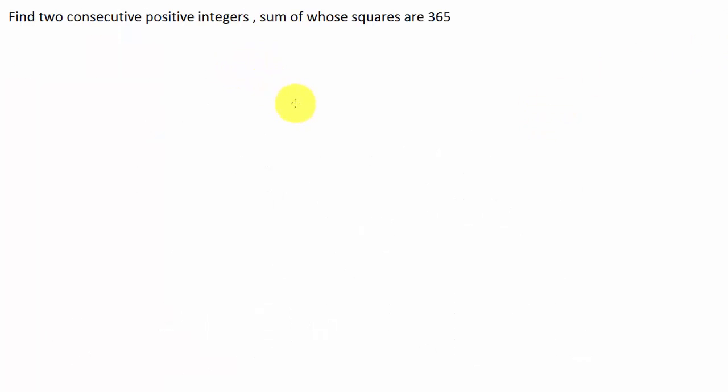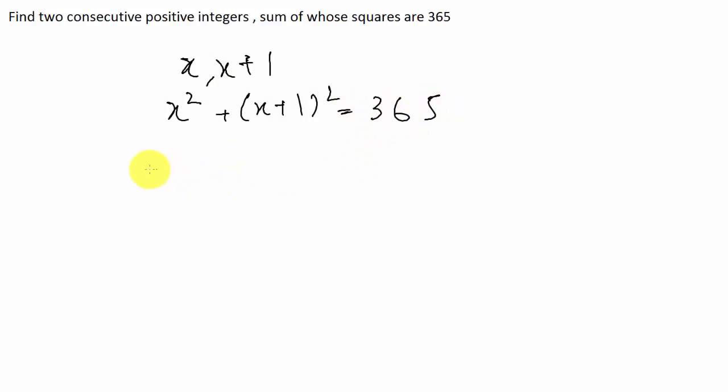To explain factorization, I'm going to take help of this question, which is question number 4 in exercise 4.2. Now let's assume one positive integer to be x, then the other positive integer is x plus 1. In the question it is told that the sum of squares, x square plus x plus 1 whole square, is equal to 365. This is what's given in the question. So we're going to solve this. x square plus 2x plus 1, because a plus b whole square is equal to a square plus 2ab plus b square. Now this is equal to 365.